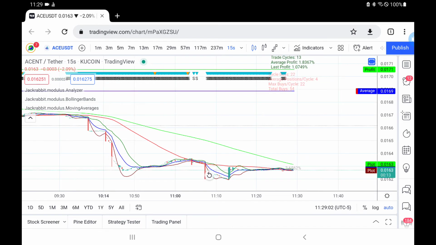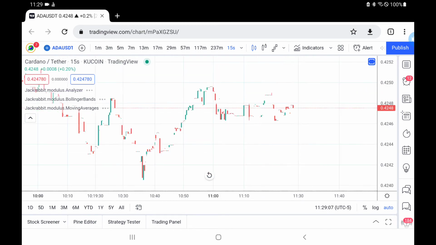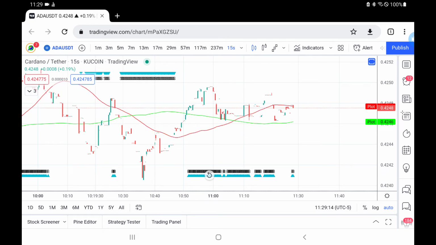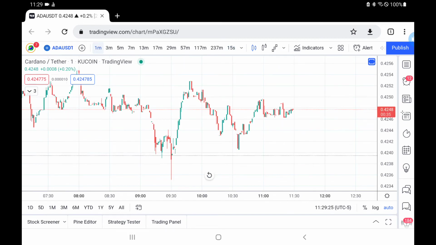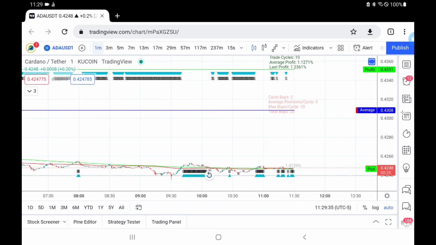So let's see what other coins would bring in for top of the line trading. Okay, here is ADA. 3 trade cycles, not bad. Let's go to the 1 minute though, since that's where most people are going to want to stay. Very few people actually want to get into the insanity of 15 seconds. And 1 minute is pretty good risk as it is.